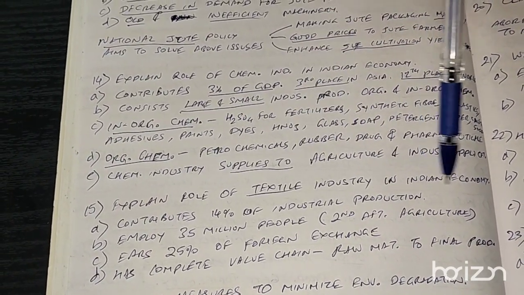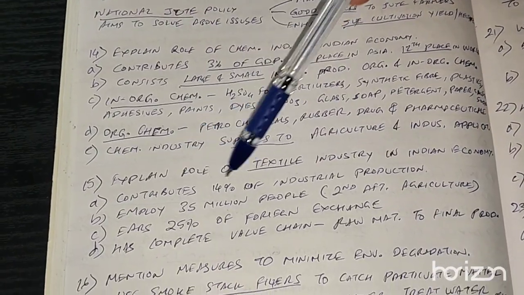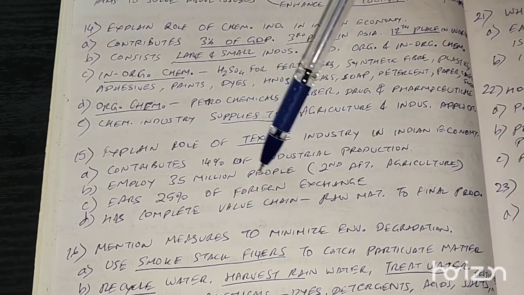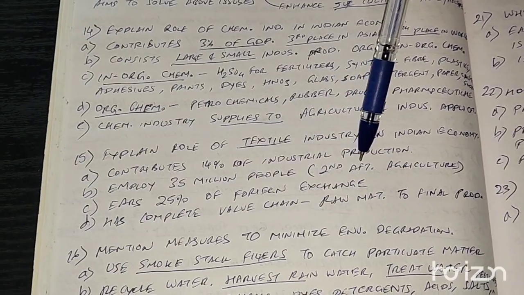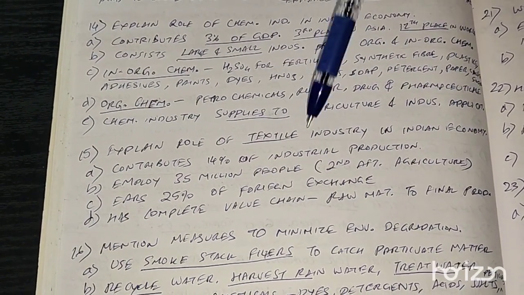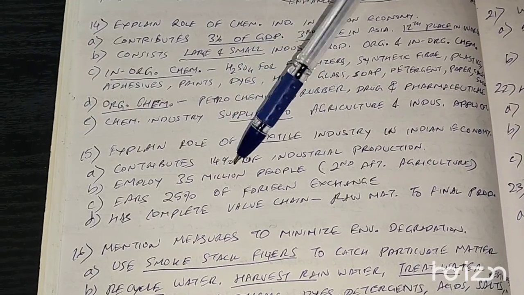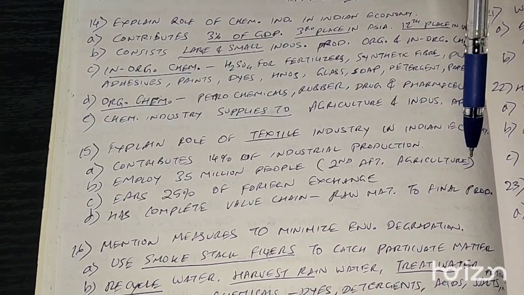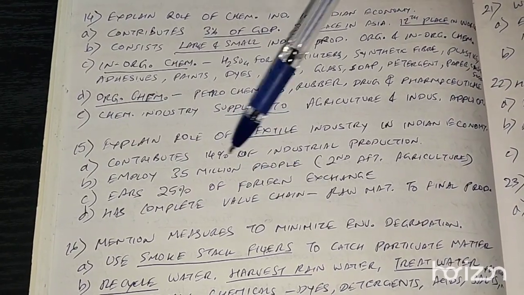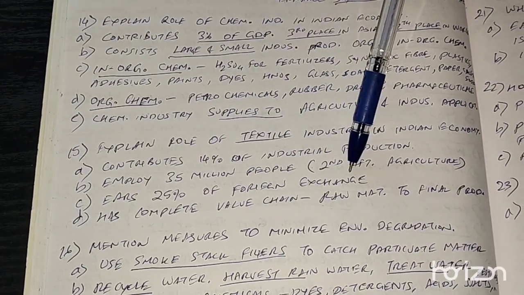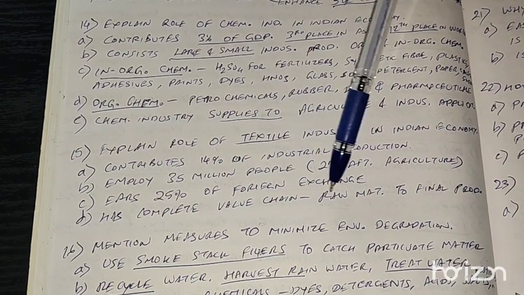Explain the textile industry in the Indian economy. Okay, it contributes 14% of industrial production. It employs 35 million people and is the second largest, next only to agriculture. So the textile industry employs 35 million people, just second after agriculture. Agriculture employs the most number of people. Okay, it earns 25% of foreign exchange, and has a complete value chain.